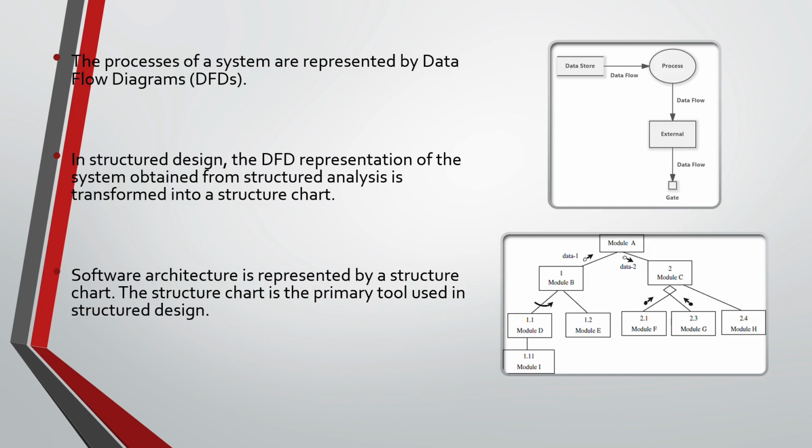Structured design uses data flow diagrams first, so it can represent the process of the system. Next, the DFD representation of the system obtained from the structure analysis is transformed into a structure chart. And here we have an example of a data flow diagram and a structure chart. The first one is transformed into the second one. Software architecture is represented by a structure chart, and the structure chart is the primary tool used in structure design.